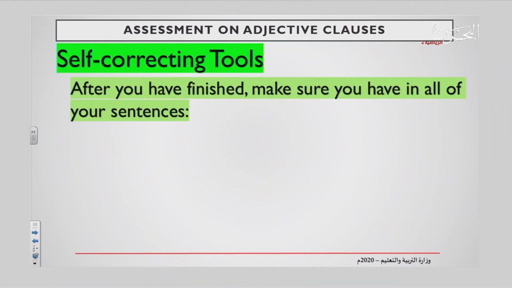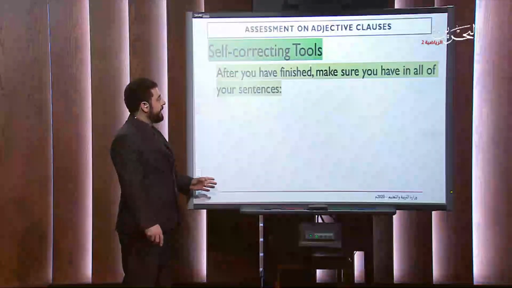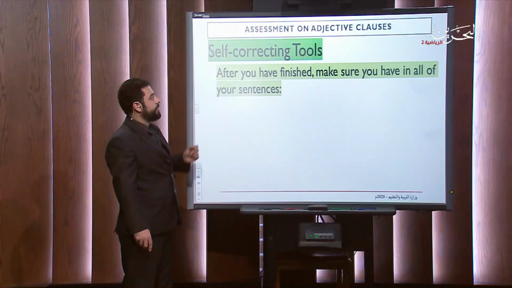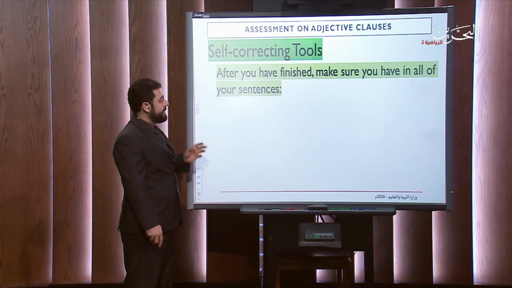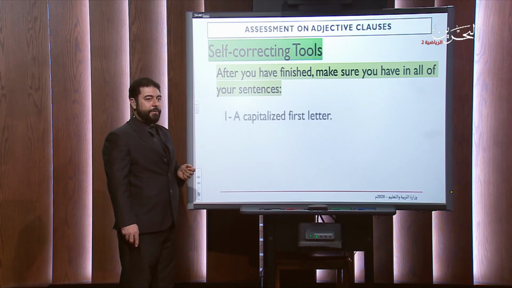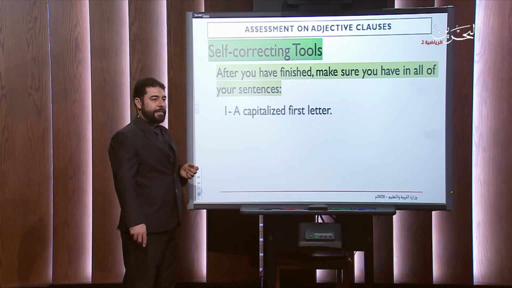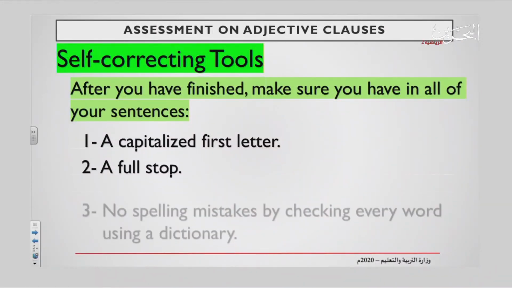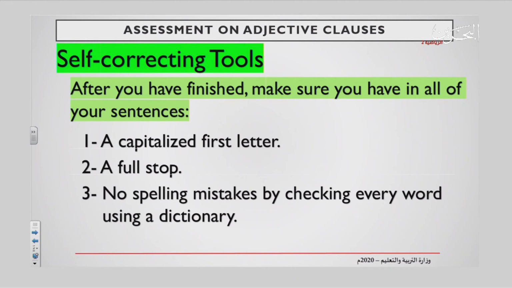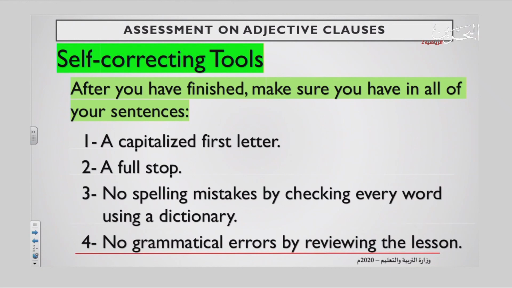All right. Now, please check your answers, but before that, you have to use the self-correcting tools. After you have finished, make sure you have in all of your sentences the following. Number 1, a capitalized first letter. Number 2, a full stop. Number 3, no spelling mistakes by checking every word using a dictionary. Number 4, no grammatical errors by reviewing the lesson.